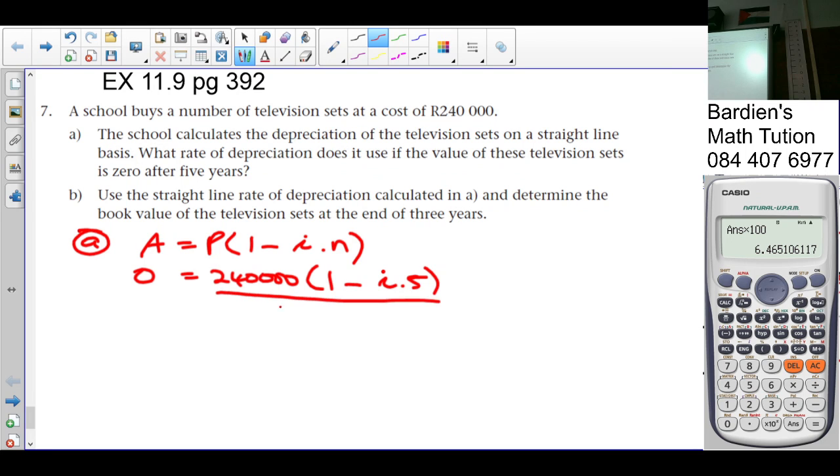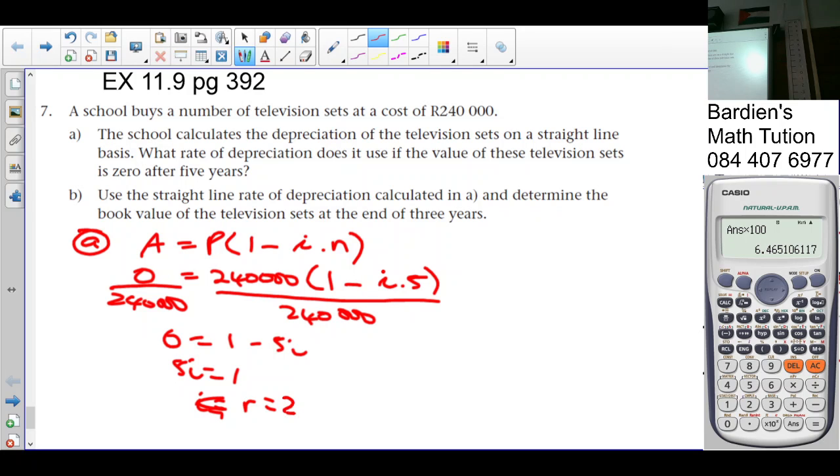Divide by 240,000 on both sides. So of course that gives you 0 equals 1 minus 5i. Now what? Take the 1 over, so it's 5i equals 1. So i is equal to 1 over 5, which gives me a rate of 20%. Is that correct?